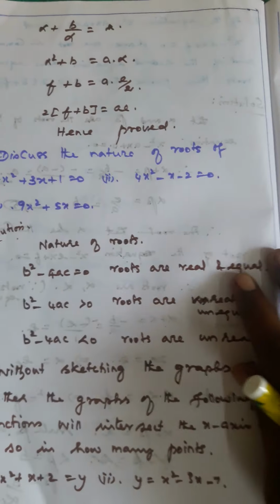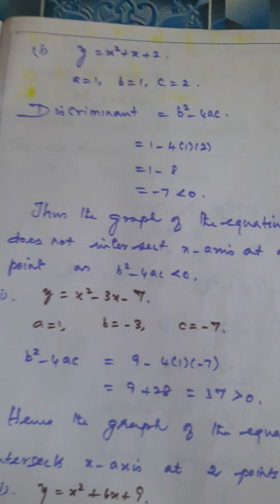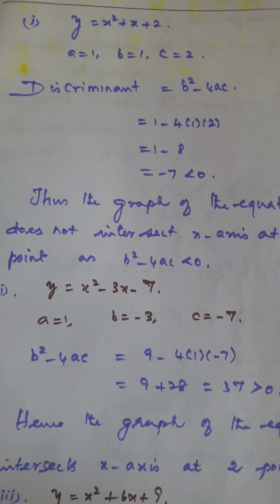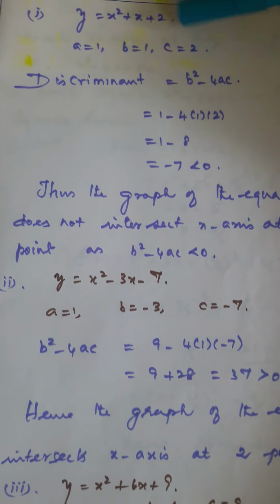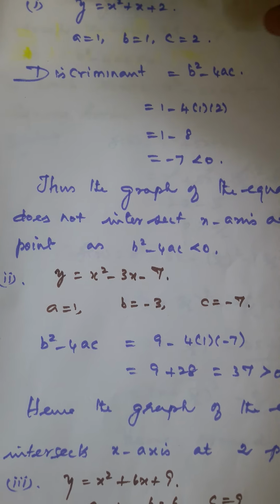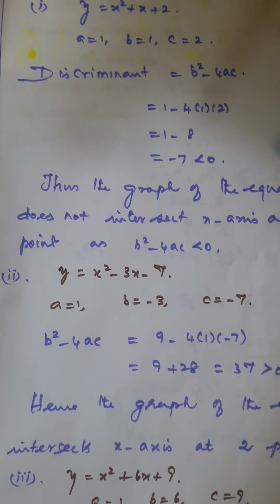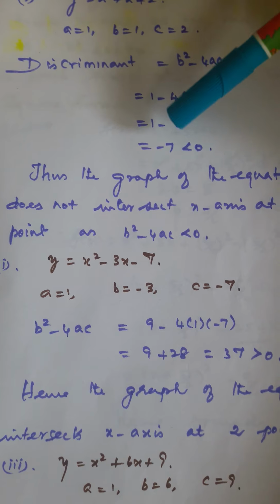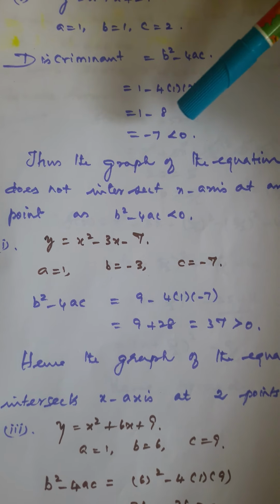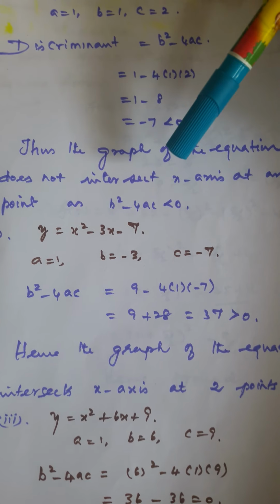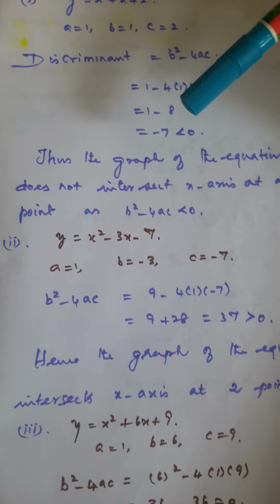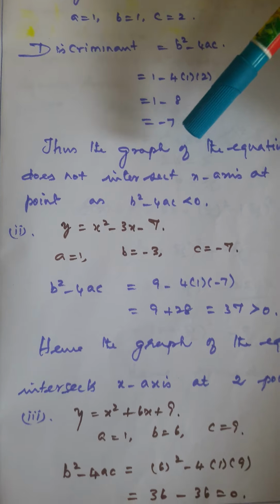So we come to the question. Y equal to x square plus x plus 2. Your a is 1 and b is 1, c is 2. So a is the coefficient of x square, b of x, and c the constant. Your discriminant will be minus 7, which is less than 0. The graph of the equation does not intersect the x-axis at any point because it's less than 0.